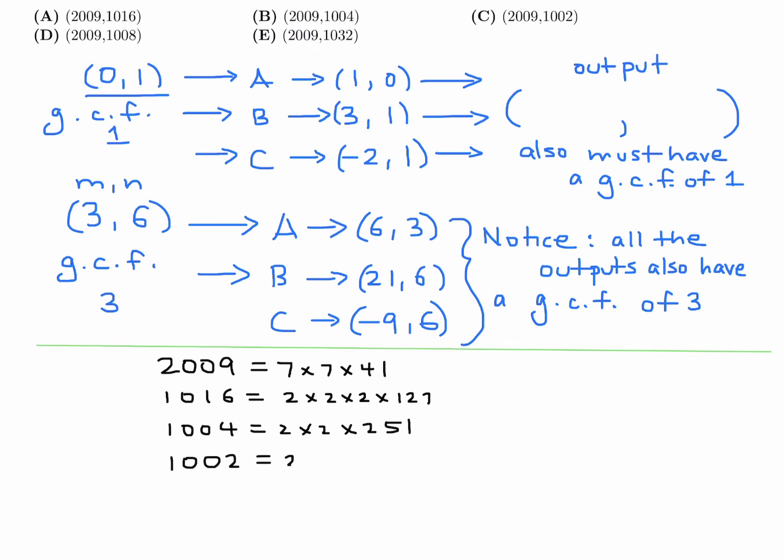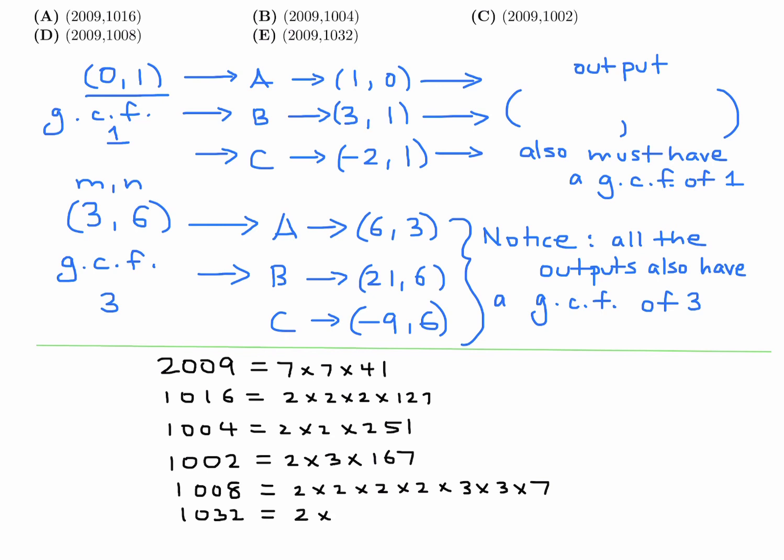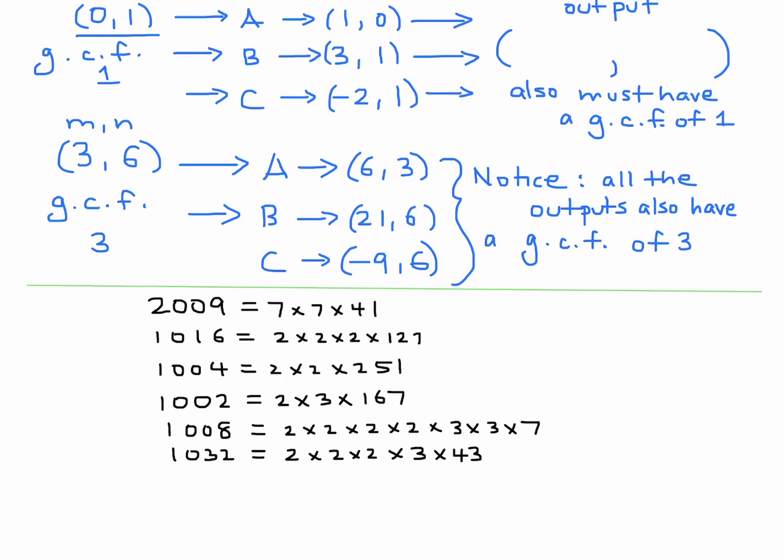1002 in the answer choices: 2 times 3 times 167. Then 1008. That is 2 times 2 times 2 times 2 times 3 times 3 times 7. And the last one is 1032, and that is 2 times 2 times 2 times 3 times 43. So those are the factors of everything, not the common factors.